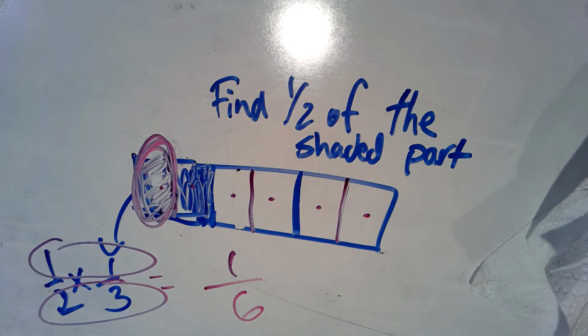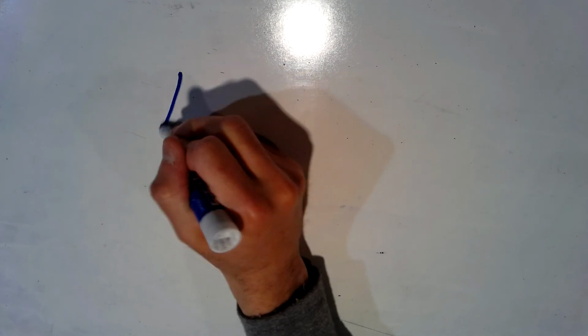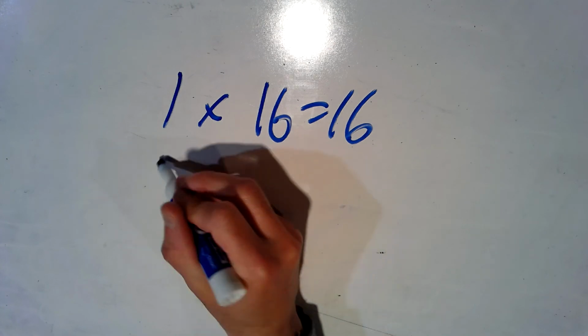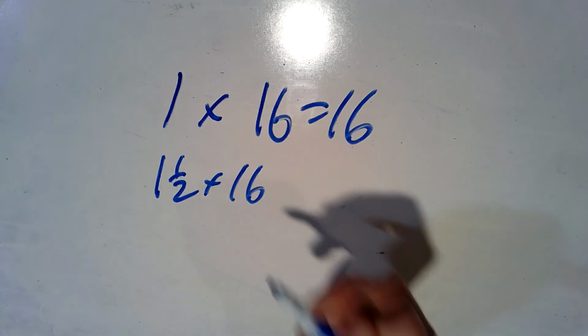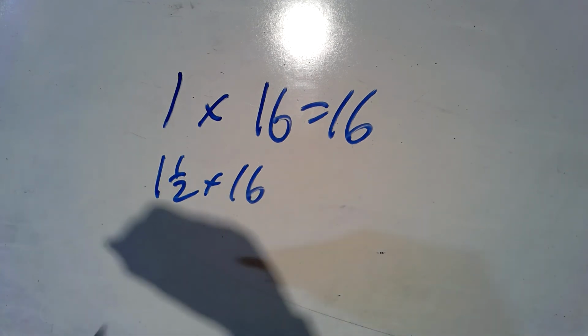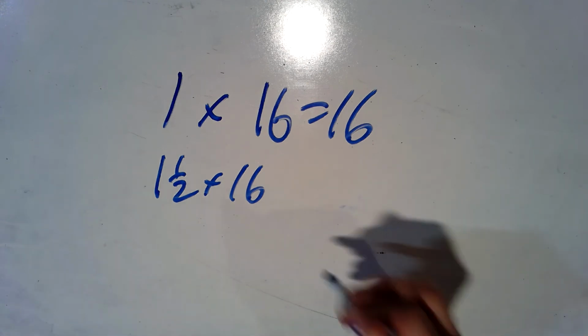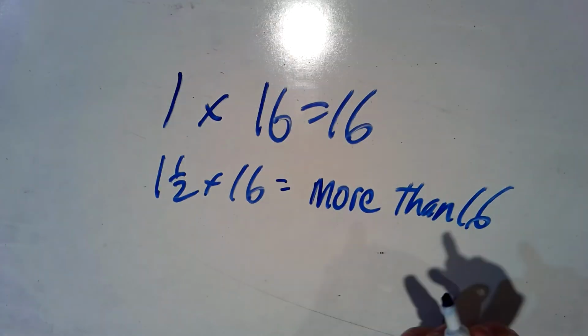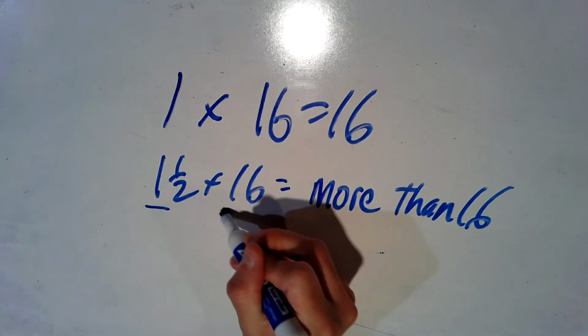I'm also going to ask you a couple of questions. We know, 1 times 16 equals 16, right? So 1/2 times 16, would that be more than 16 or less than 16? Yes, it has 1/2, but 1/2 is more than 1. So more than 1 times 16 is going to be more than 16. In fact, we could figure this out mentally. 1 times 16 is 16, and half of 16 is 8. Put it together, and you get 24.